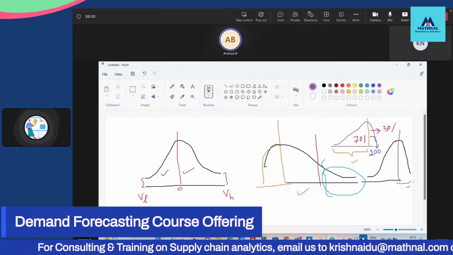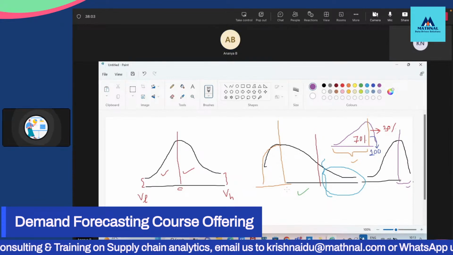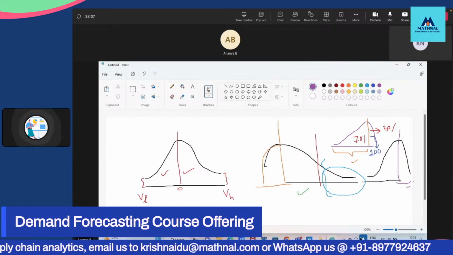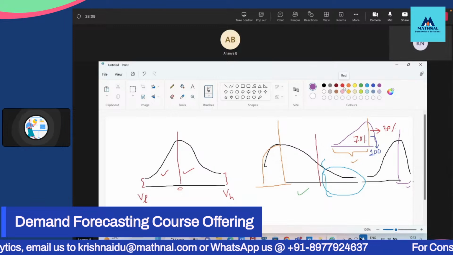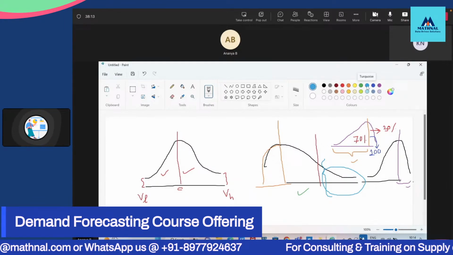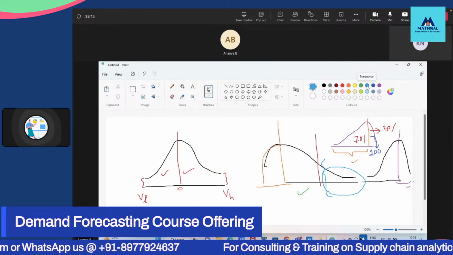There are two things we can do. We can remove from either side, or one of them. Suppose you are removing some of the high volume items, then the mean will move towards the right hand side. If you remove some of the low volume items, some of the low volume frequencies, then the mean will move towards the right hand side.